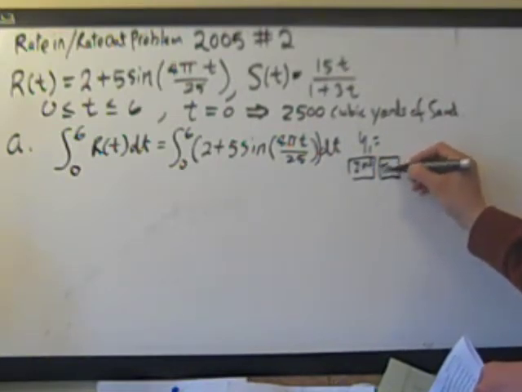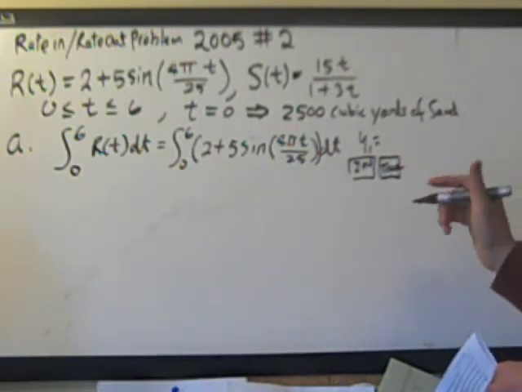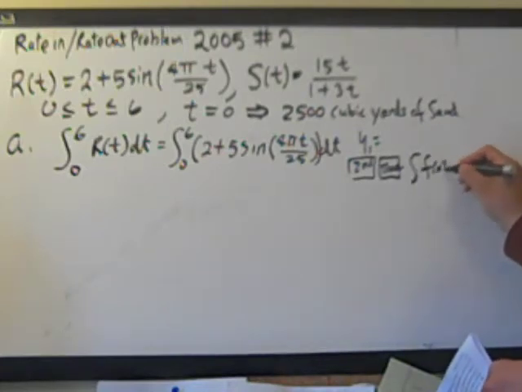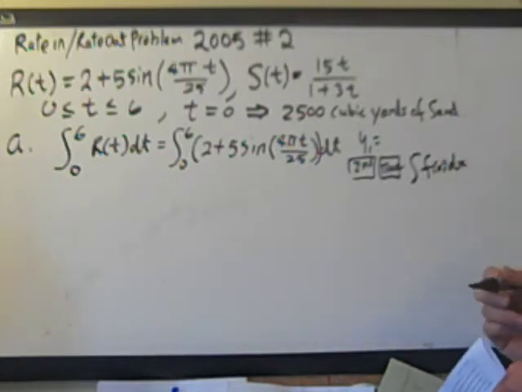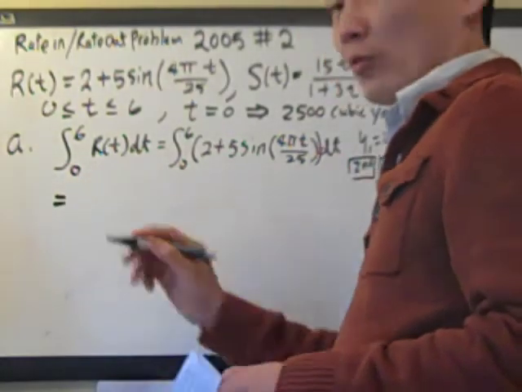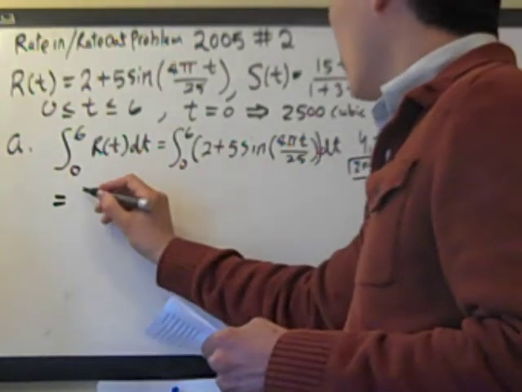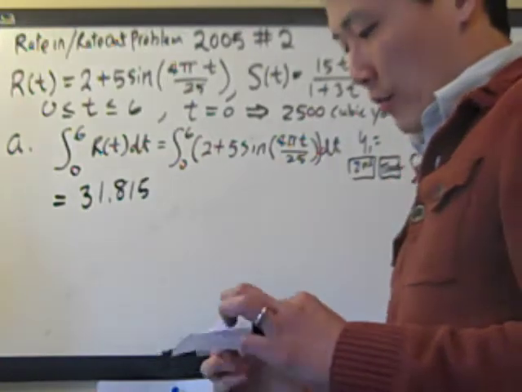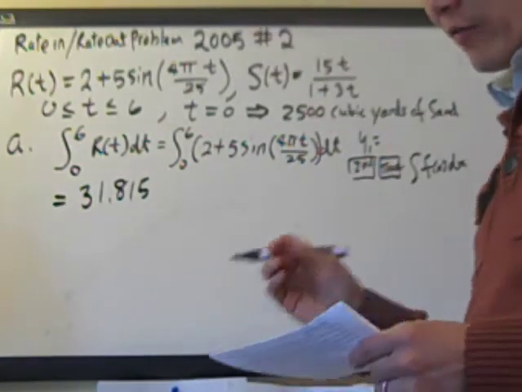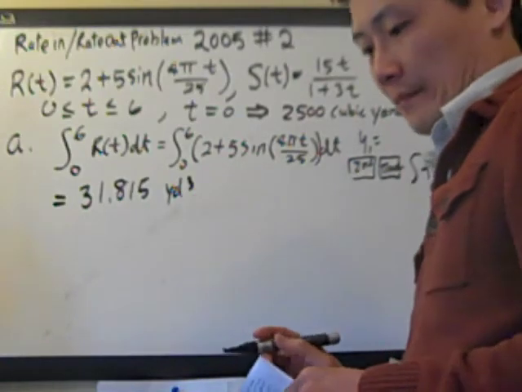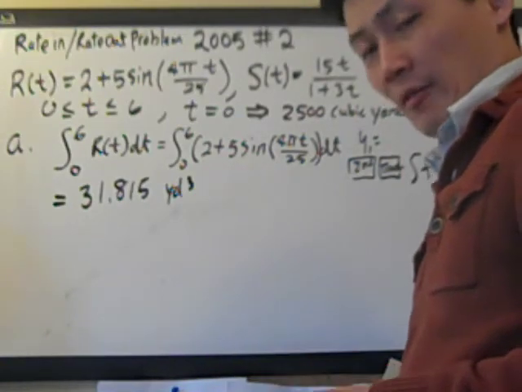And you can use the second trace buttons in your calculator and select the integral of f of x dx, and this should give you the answer. It should give you a numerical answer very simply, 31.815, and the problem asks you to indicate the unit of measure, so you will say this is cubic yards. So that's part A. Very, very simple.